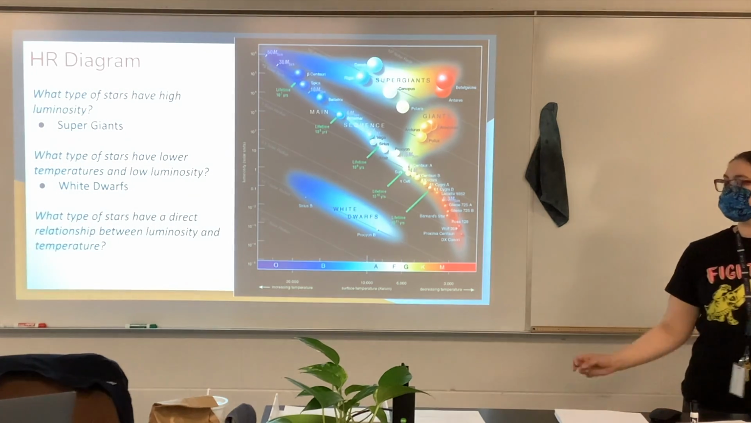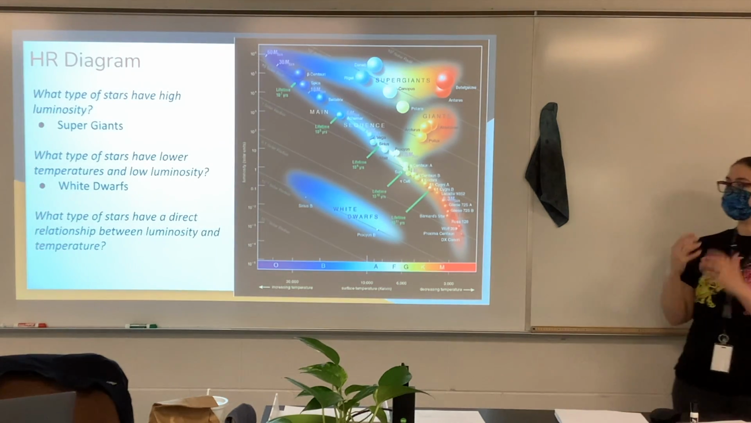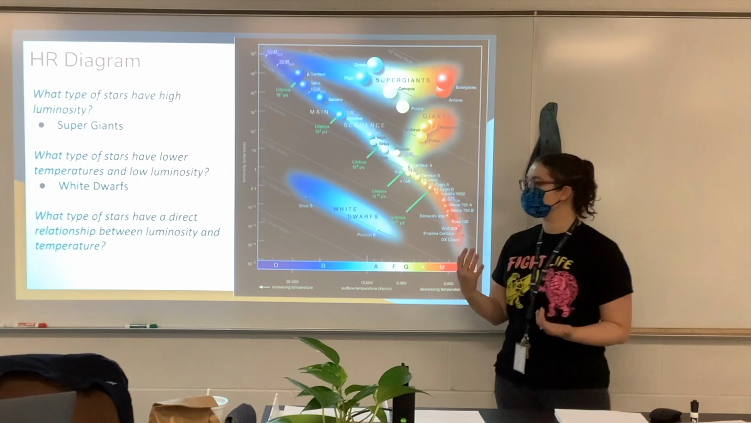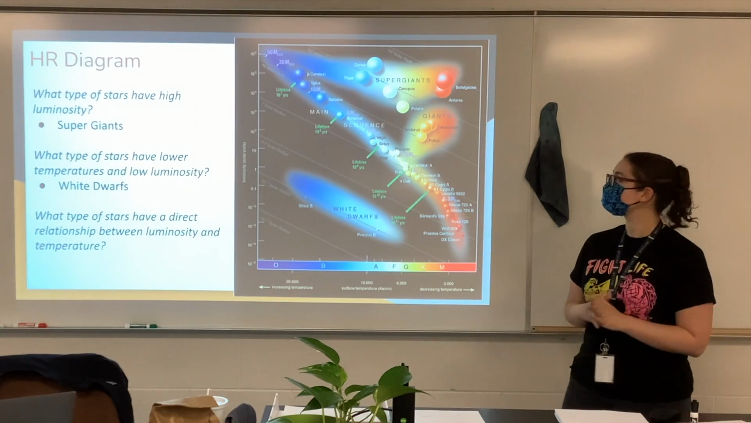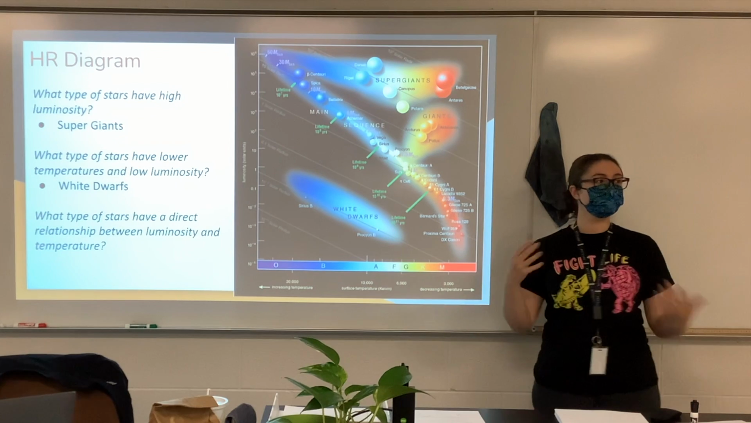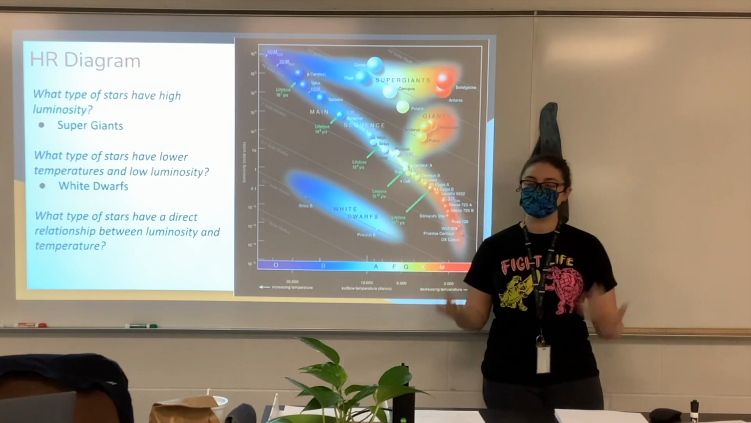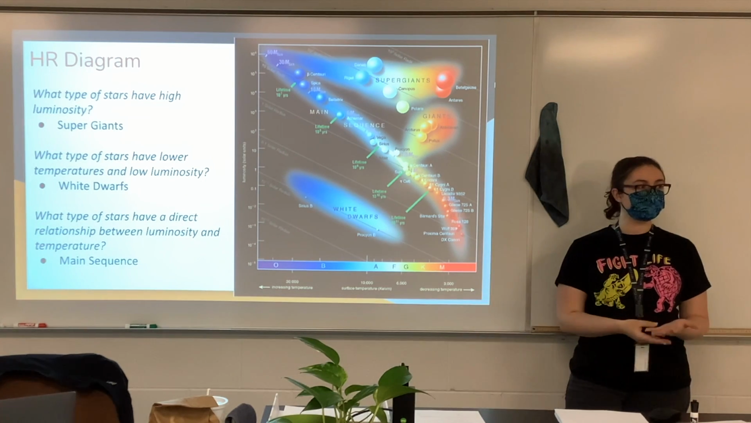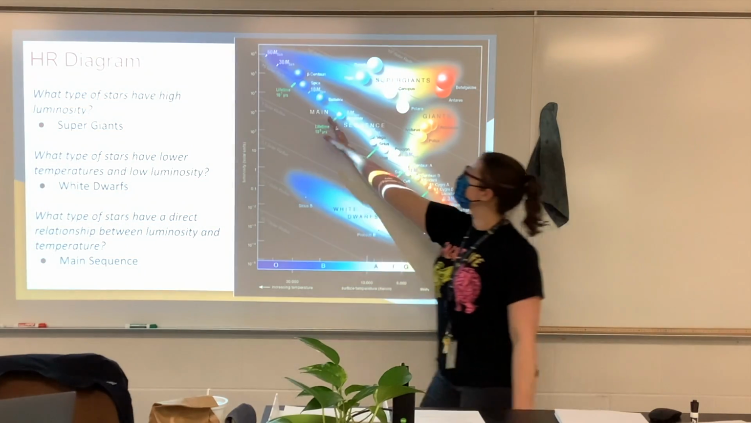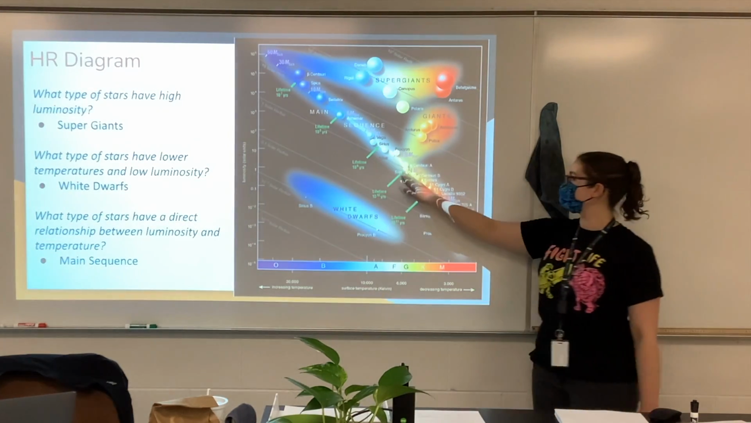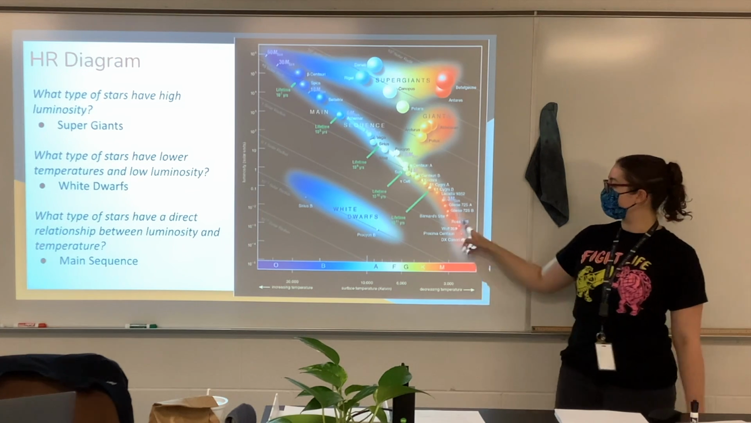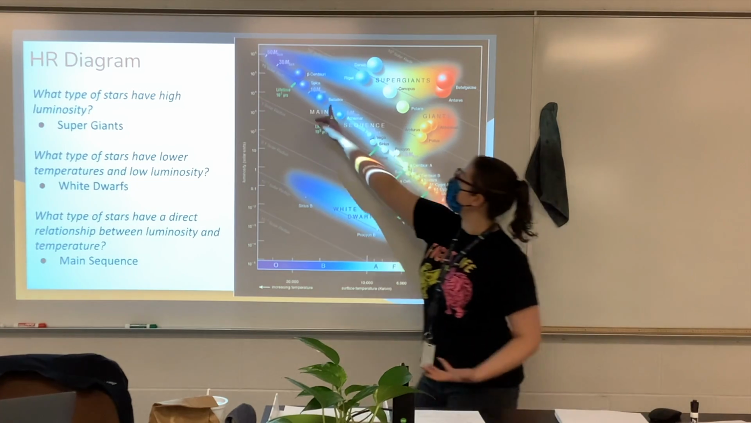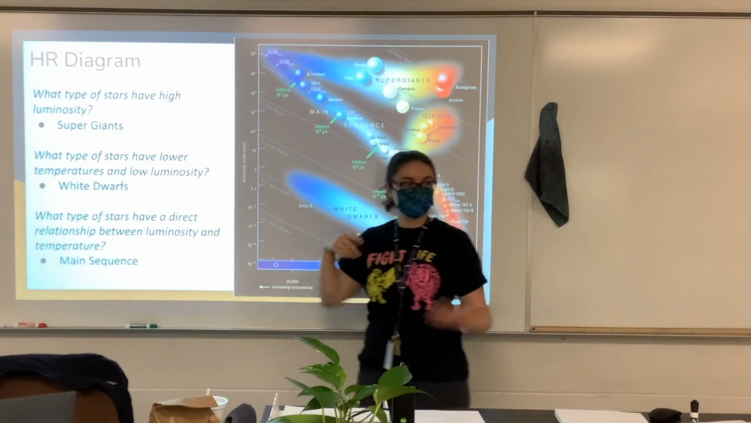And lastly, we have these stars that have a really strong correlation between luminosity and temperature, where essentially the higher their temperature, the more luminous they are, and the lower the temperature, the less luminous they are. This is a very important stretch of the Hertzsprung-Russell diagram that we call the main sequence. These stars almost form a nice, straight line, where the ones down at the bottom have a low temperature and a low luminosity, and the ones up on the top have a high temperature and a high luminosity.